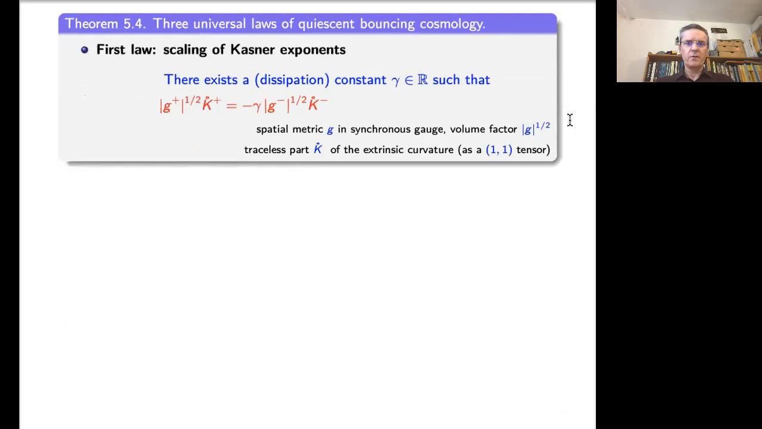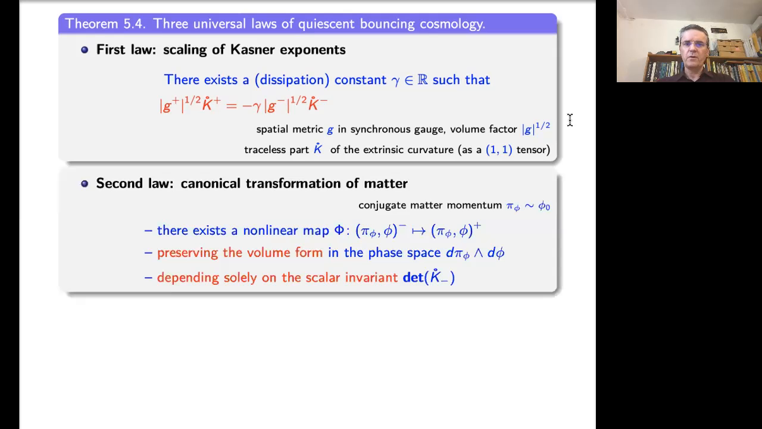And this will be one of the last slides of this lecture. So we can present our result in the following form. We discover that at a junction, there are three universal laws of quiescent bounces in cosmology. This is what we propose. There is a first law, which is a scaling of the Kasner exponents, given by the expression in red. There exists a constant, gamma, such that you connect K plus and K minus on one side as written on the screen. The zero means that you only look at the traceless part of the extrinsic curvature.